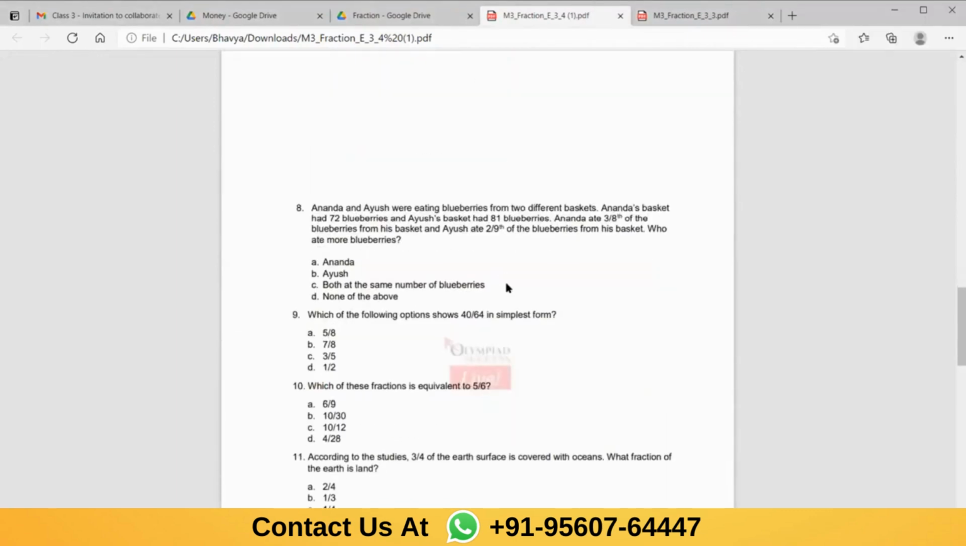Yes, ma'am. Okay. Ananda and Ayush were eating blueberries from 2 different baskets. Ananda's basket had 72 blueberries and Ayush's basket has 81 blueberries. Ananda ate 3 by 8 of blueberries from his basket and Ayush ate 2 by 9 of the blueberries from his basket. So who ate more blueberries? Bobby, tell me, how did you solve this question?